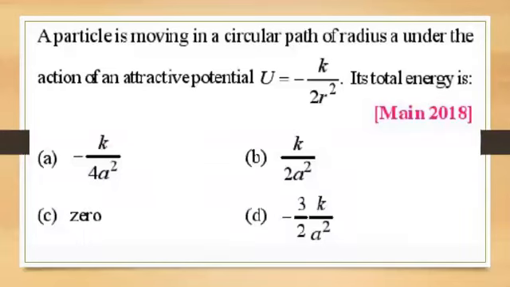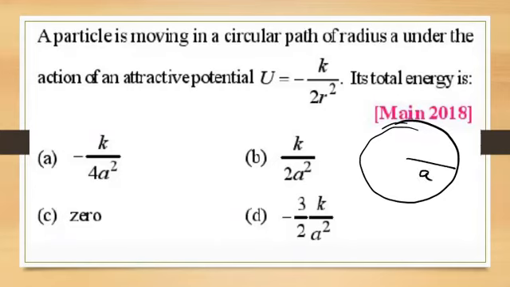Well, the question is, a particle is moving in a circular path of radius a under the action of attractive potential U is equal to minus k upon 2r square. Its total energy is, well, first of all, the particle is rotating in a circular orbit of radius a.